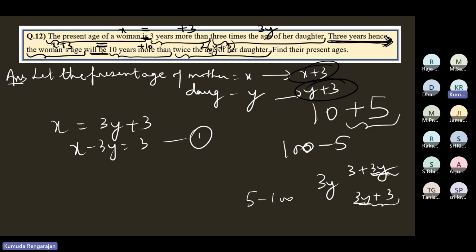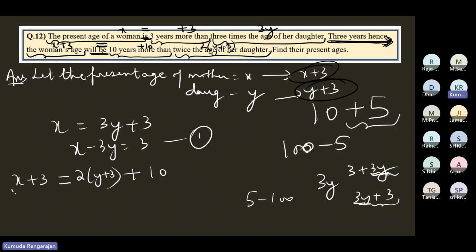Supposing they say 10 more than twice the percentage of the daughter. If they say percentage, then you should use the percentage. If they simply say age of the daughter, that is the future age only. If they mention twice the present age of the daughter, then you must use the present age. If nothing is mentioned, it is not the present age, it is a future age only. So the second equation is x plus 3 is equal to, you should write that "more than", you should write later, plus 10 you should put here, and then 2 into y plus 3. That's all.